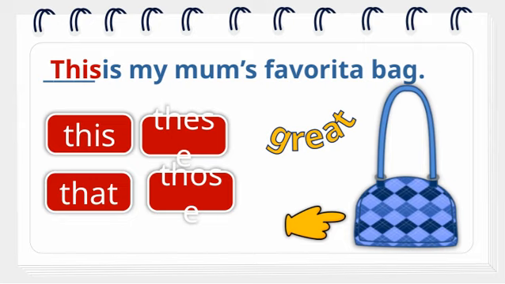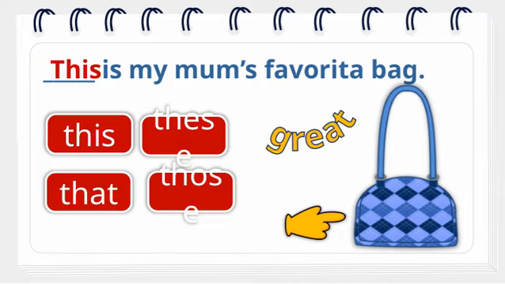Now look at the sentence on the slide. Is my mum's favorite a bag? The blank should be filled with this, because I'm talking about a bag that is close to me or that I want to highlight. This simple example shows how these words help us communicate clearly about what we're talking about. They're essential, especially when describing things around us or pointing things out. So, as we continue, keep in mind how these words help us connect with our audience and make our descriptions more precise.